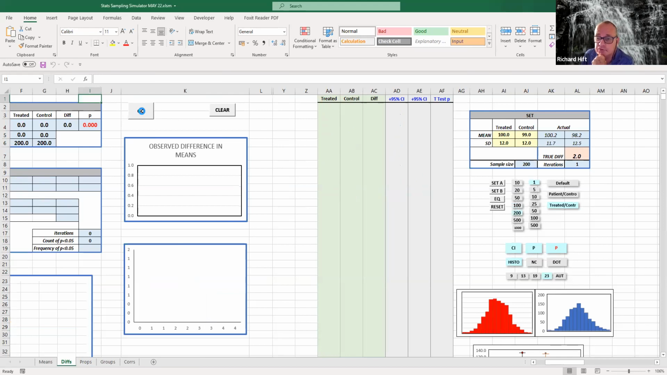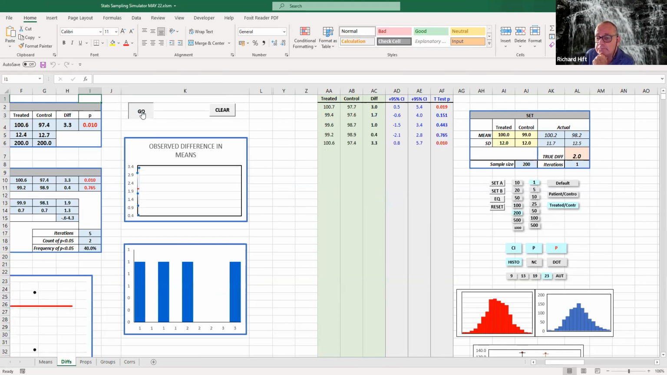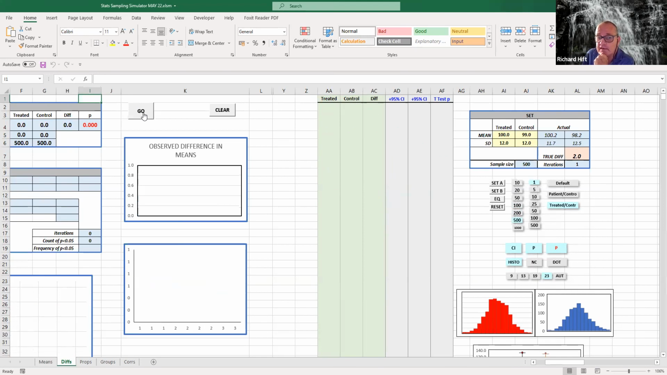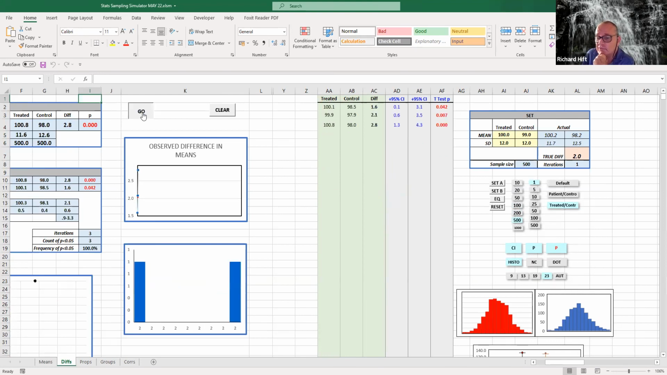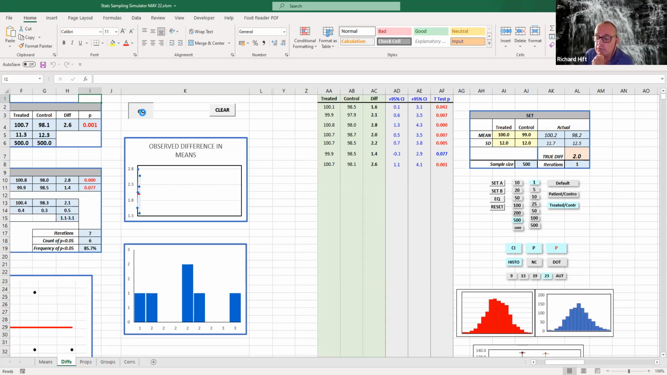A sample size of 200 seems to give us a higher power, not perfect. A sample size of 500, very much more satisfactory, and is giving us a very much higher pickup rate of statistical significance. It all depends on which sample is chosen out of that population. So on 200 and 100, it was underpowered. On 500, it appears to be adequately powered.